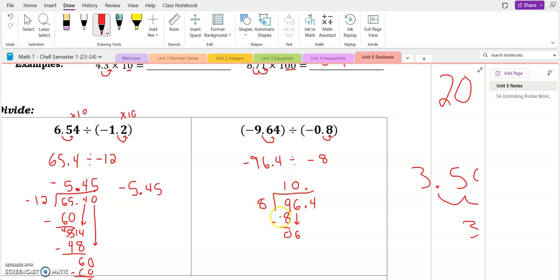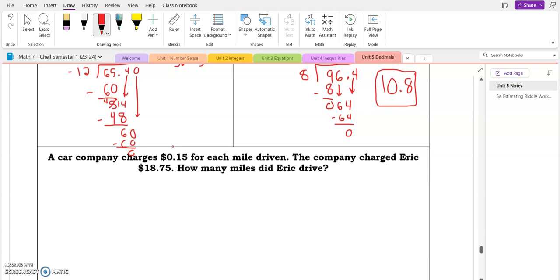So we need to put a 0 here. And then bring down the 4 as well. And 8 can go into 64 8 times. And 8 times 8 is 64, which gets us 0. So final answer, 10.8. So when you're dividing by a decimal, just make sure you shift that decimal over until it's at the very end. And however many times you shift the decimal for this number, you have to also shift the decimal for this number here.